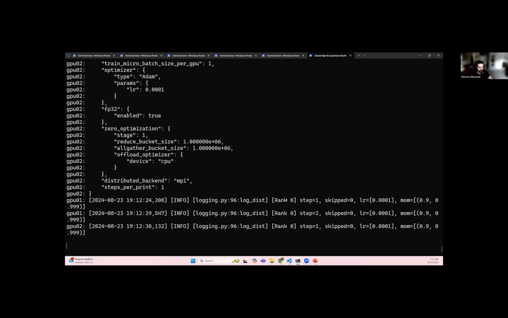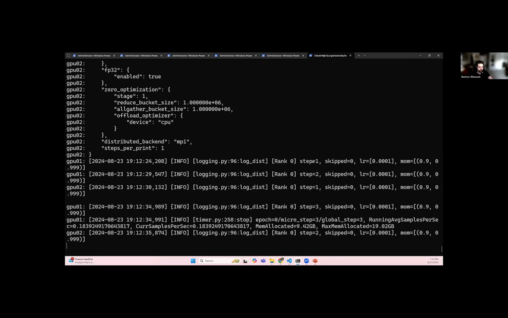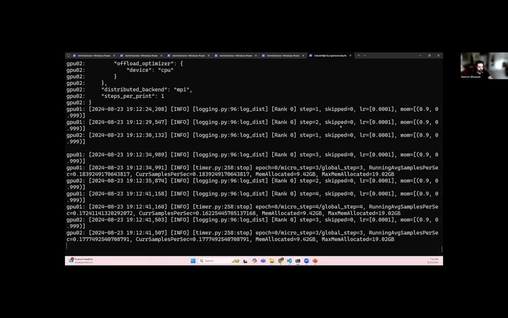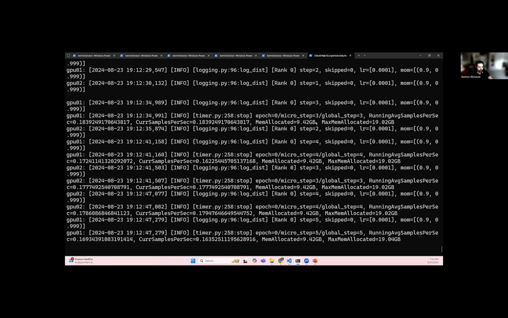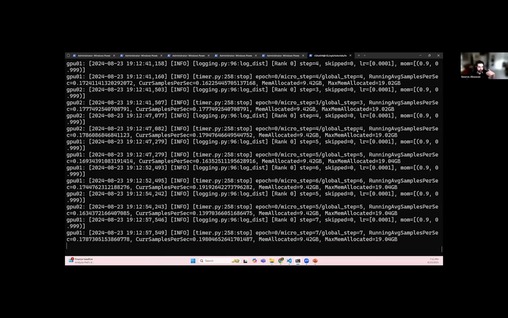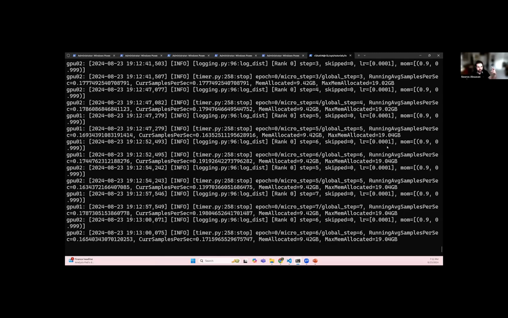So for each iteration, we're going to see the step. Step is the number of the iteration. We see the learning rate and the momentum that is used. These are hyperparameters. But also we can see the memory that is allocated, and then the max memory allocated. Memory allocated means how much memory is allocated at this specific moment, but during the run itself, like the entire iteration, what was the maximum memory needed?